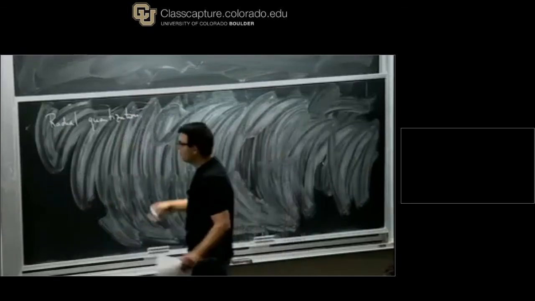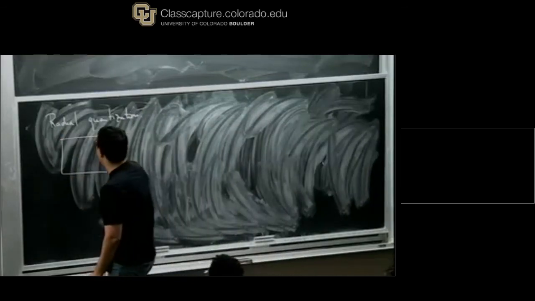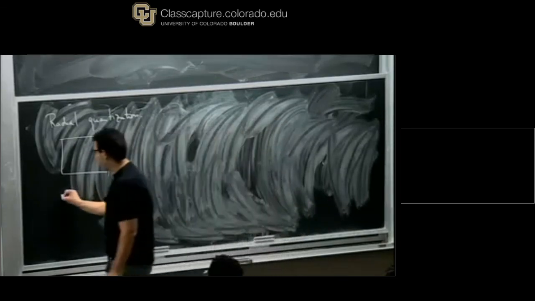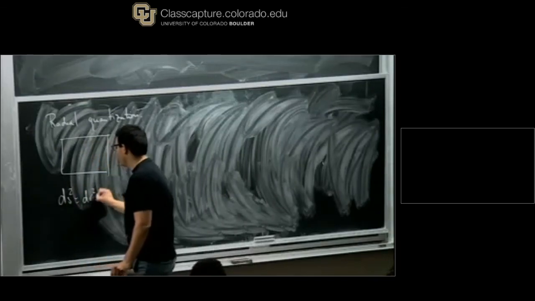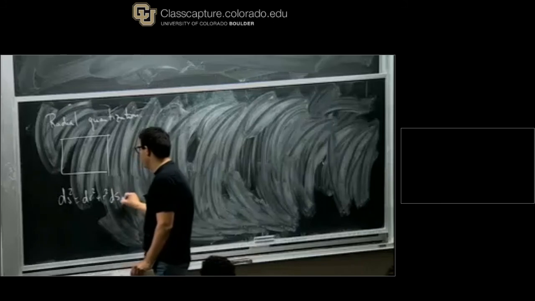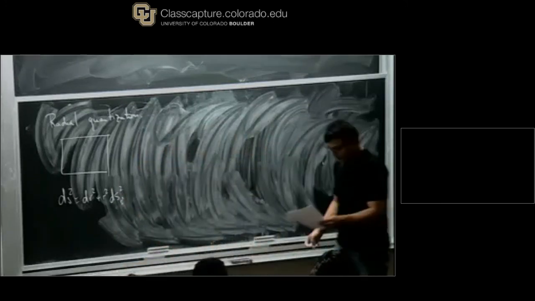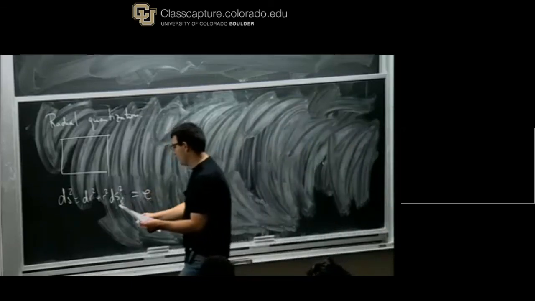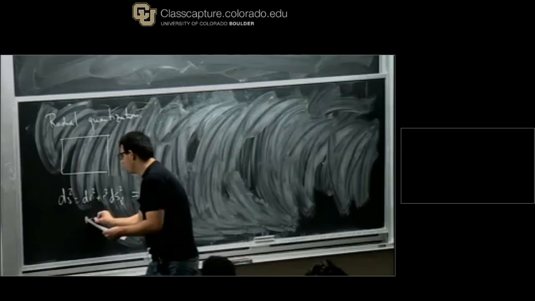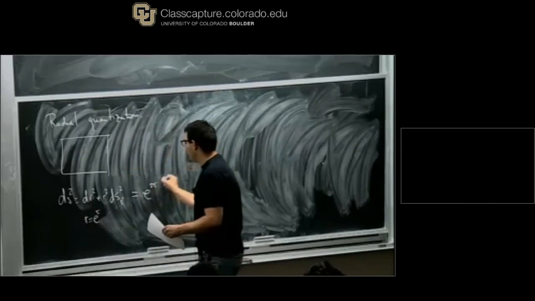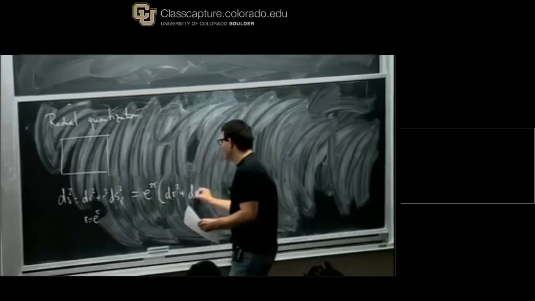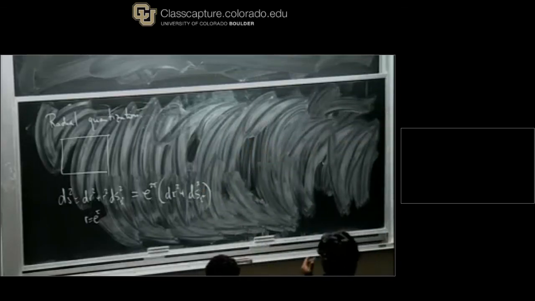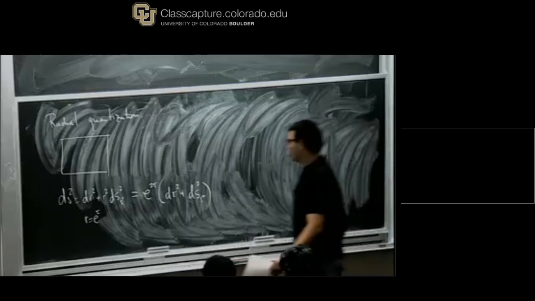The way to think about it is this. You start with your flat space. The metric on this space is dr squared plus r squared times the metric on S2. If I make the definition r is e to the tau, I can write this as e to the 2 tau times d tau squared plus dS2 squared. So this space is related, up to an overall scale factor, to a cylinder.